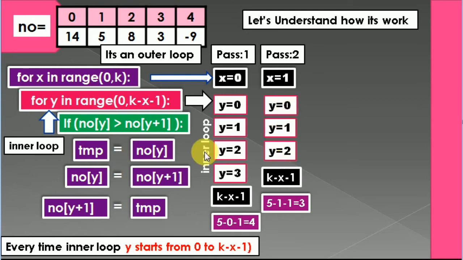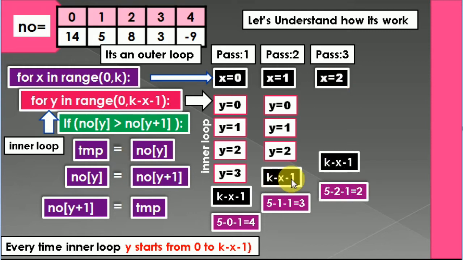Now again, when these inner loop values are finished, what happens to x? Again, now what is the pass? Pass number 3. Now what is the value of x going to be? It is going to be 2. Now if the value of x is 2, what is the value of k minus x minus 1?